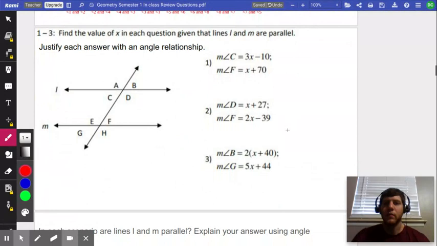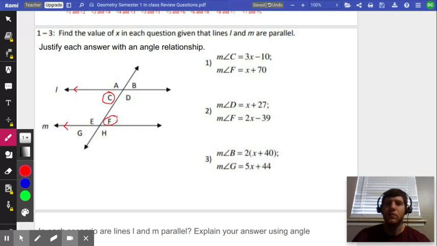Okay, and then we have this one here. Find the value of x, given that lines L and M are parallel. So we do know lines L and M are parallel here. If we look at number 1, the measure of angle C is 3x plus 10. The measure of angle F is x plus 70.